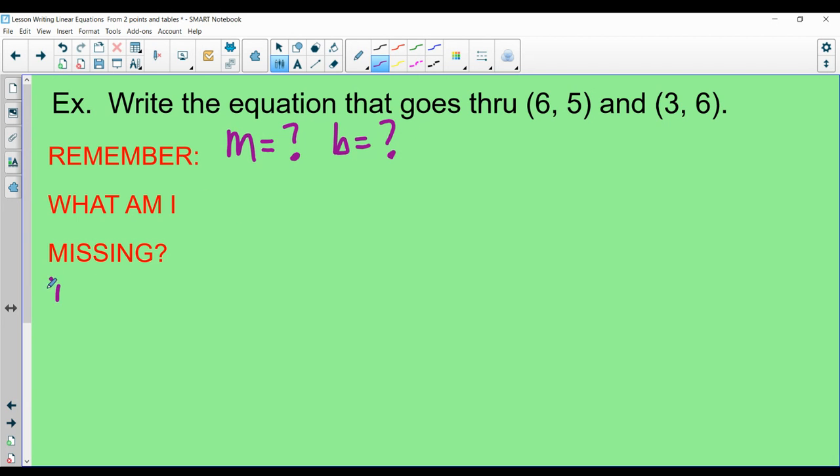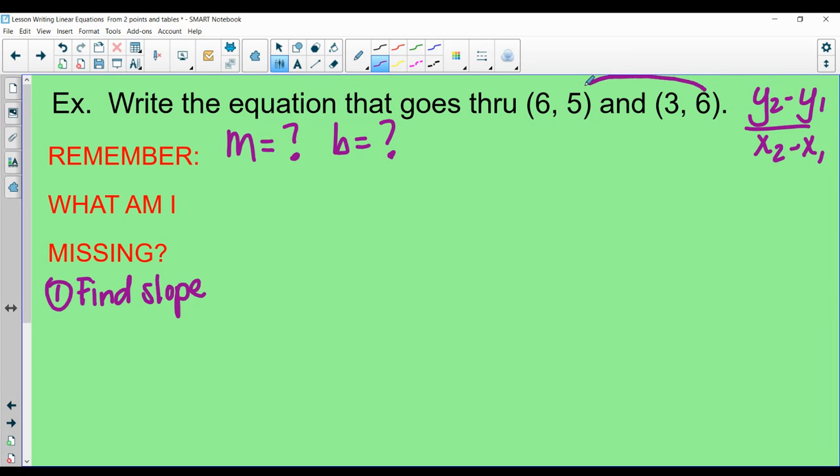Okay, so step 1 is to find the slope. Remember, the slope formula, if you have 2 points, is you subtract the y's on top and the x's on the bottom. So you're going to do 6 minus 5, and this is step 1 out here. So 6 minus 5, and then you're going to do 3 minus 6, and you're going to simplify that. Okay, so that's step 1.